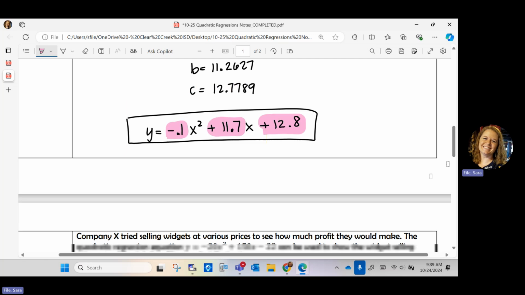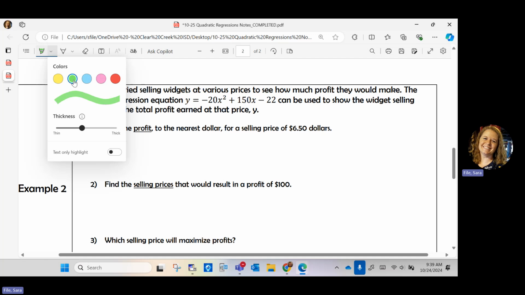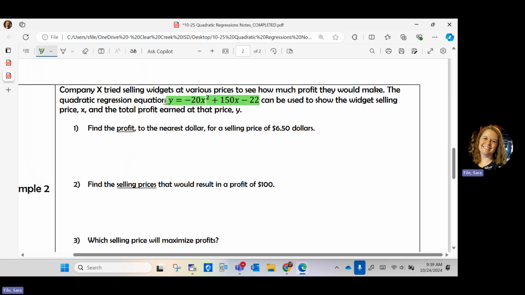All right, well, that one was nice and straightforward. Let's look at example 2. Okay, so we've got another example here of selling widgets at different prices and what the profit comes out to. But this time, instead of giving us the data and having us come up with the regression model, they're giving us the regression equation. They're telling us this is what we've come up with. So here is the equation. You don't have to find it, but we want you to use it to answer these questions.